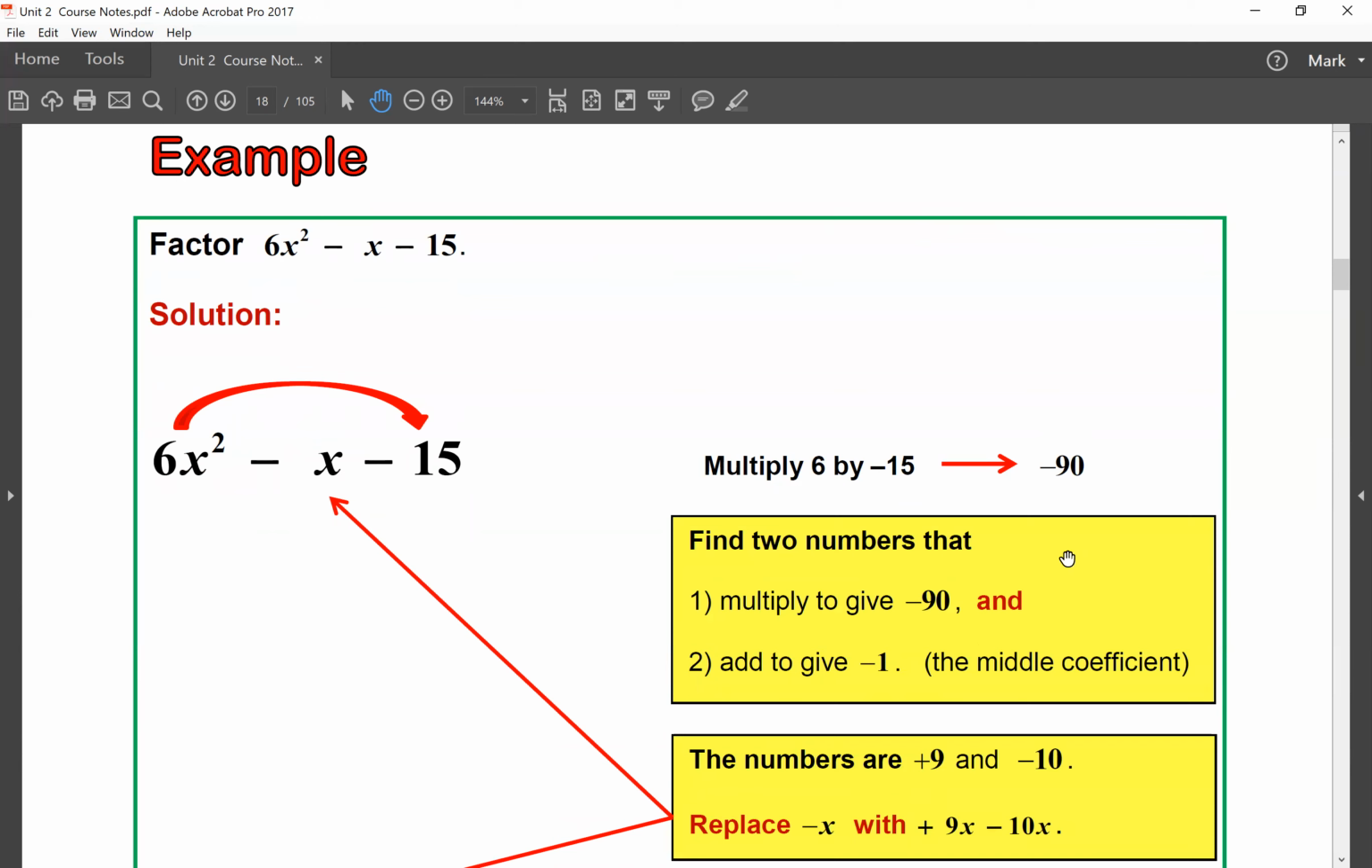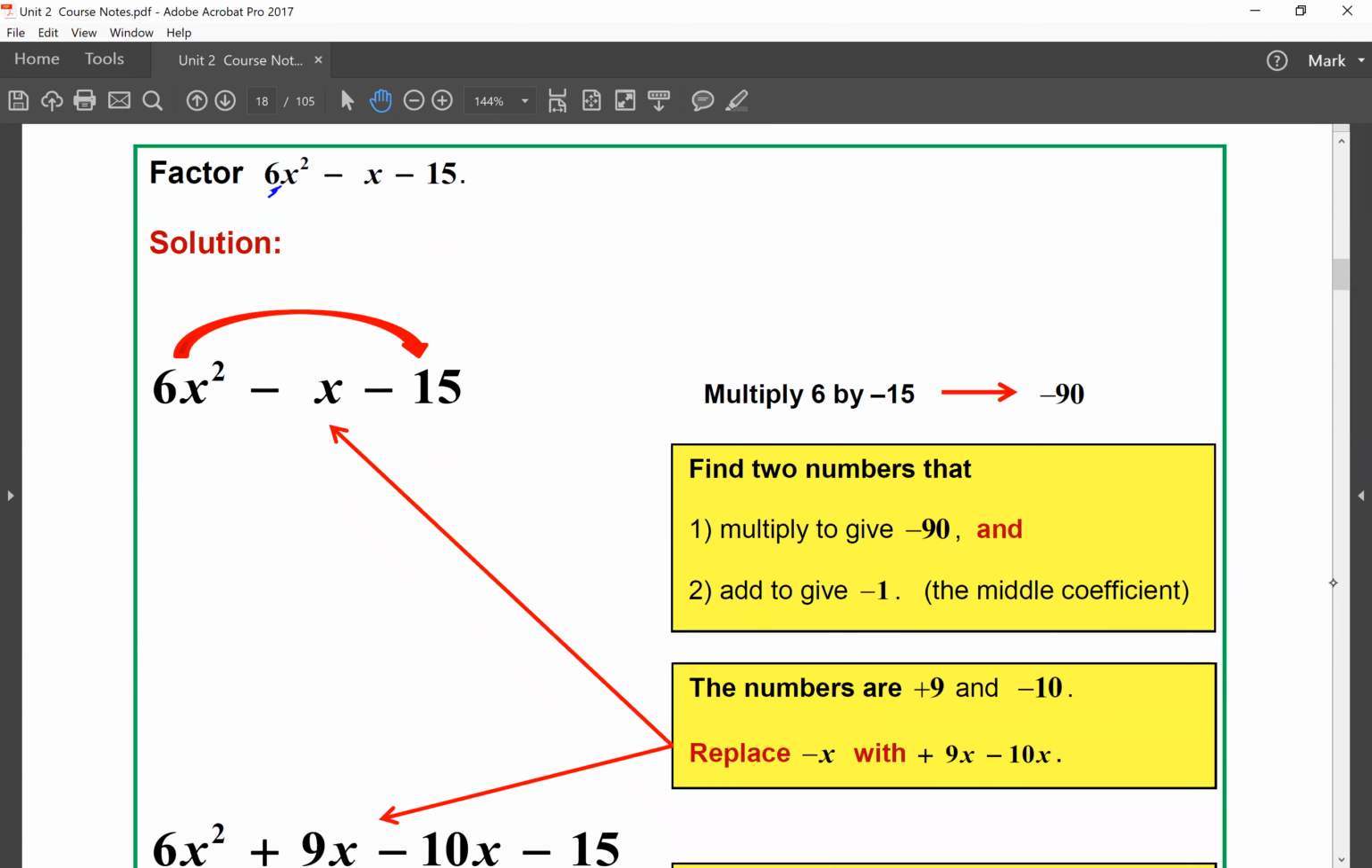So this example says 6x squared minus x minus 15. And I know that this is different because there is a term in front of this. There is a 6x here. So this 6, this number in the beginning, means that it's not going to be a normal trinomial to factor. Okay, so first things first.